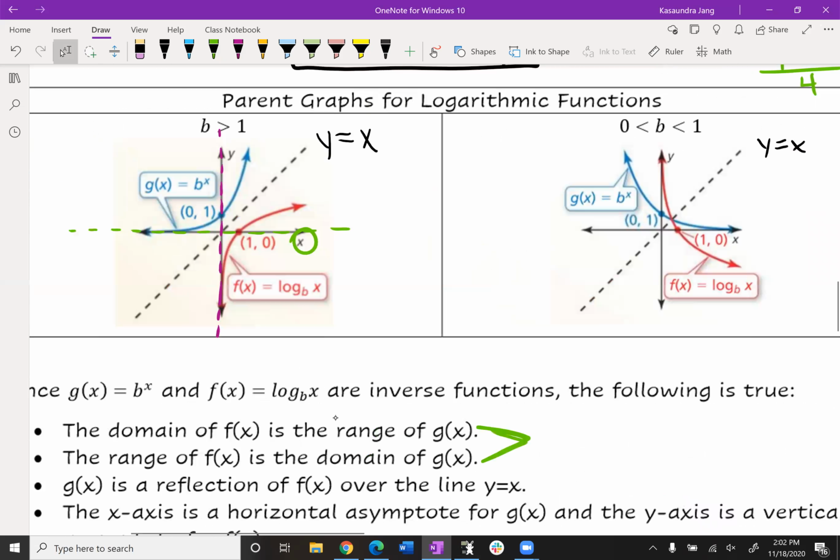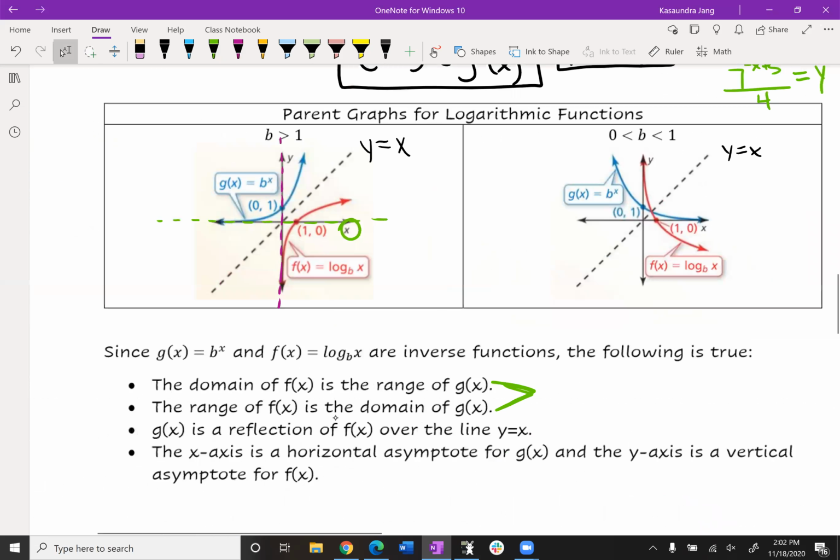All right, any questions on these bullet points for your graph? We're gonna start applying that in a sec, but questions on this stuff? All right. Okay, let's see if we can apply it to this problem right here.